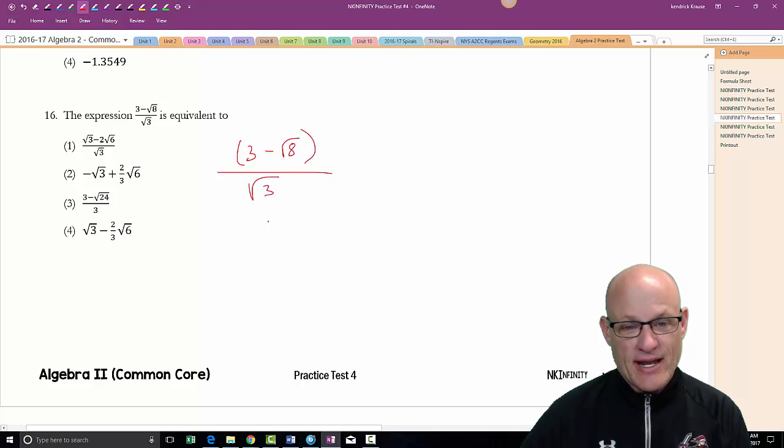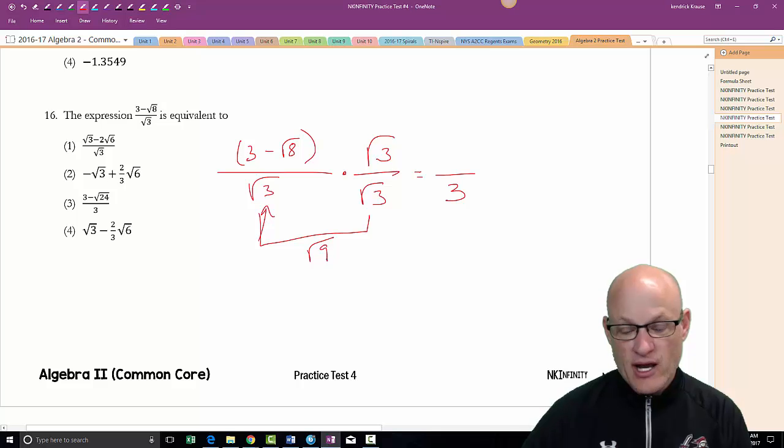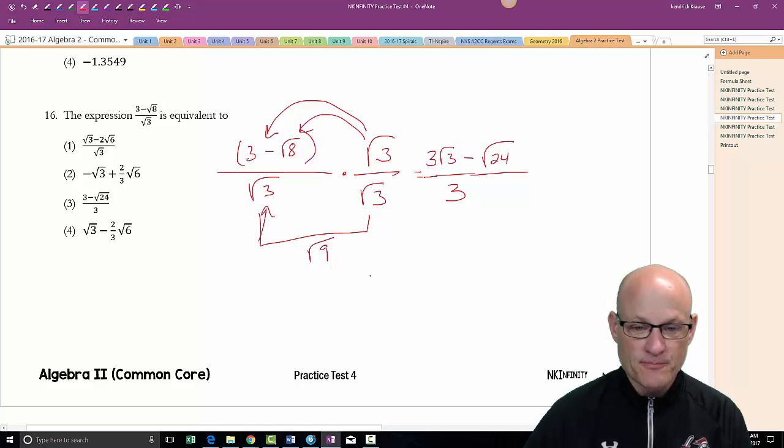Now the problem is you're not allowed to have a radical in the denominator. So we're going to rationalize it by multiplying by radical 3 over radical 3. In the denominator we just get 3, because radical 3 times radical 3 is the square root of 9, and the square root of 9 is 3. Here we're going to distribute. So we get 3 square roots of 3 minus the square root of 24, because this times this is 24.